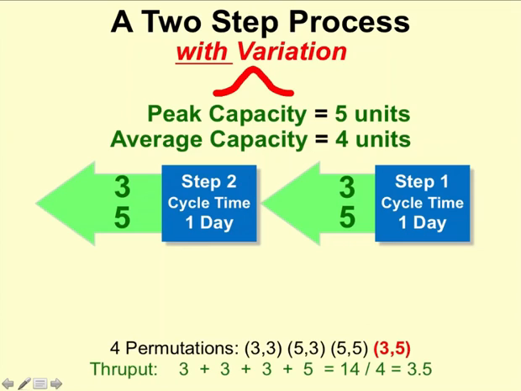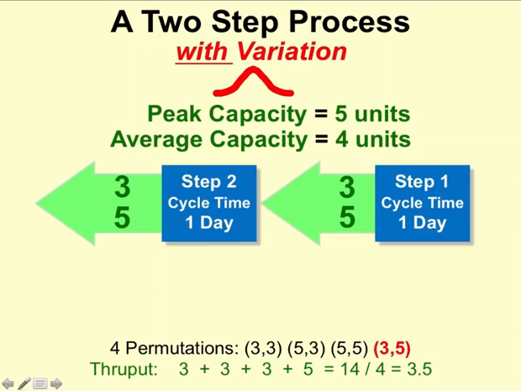And here's the way it works. You get the permutations. You can get a 3 and a 3, and 3 comes out. You can get a 3 and a 5, and 3 comes out. You can get a 5 and a 3, and I couldn't move but 3 out, so 2 stacked up right here. And if I do a 5 and a 5, that's dandy. You get 5 out. So let's average it out and see what happens.